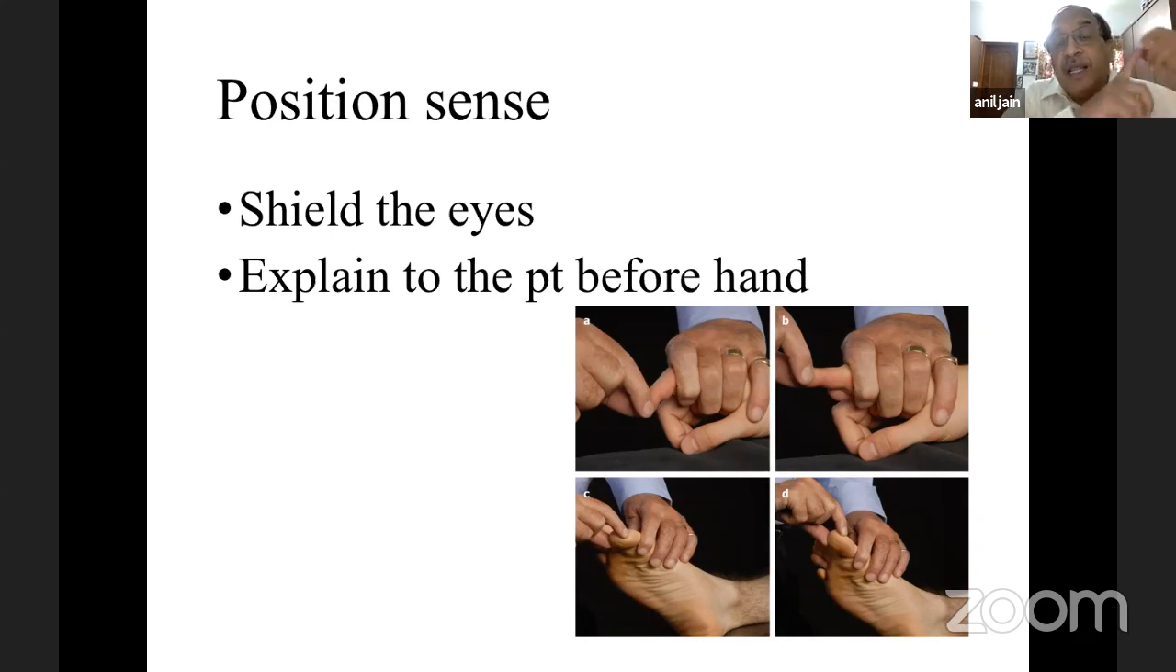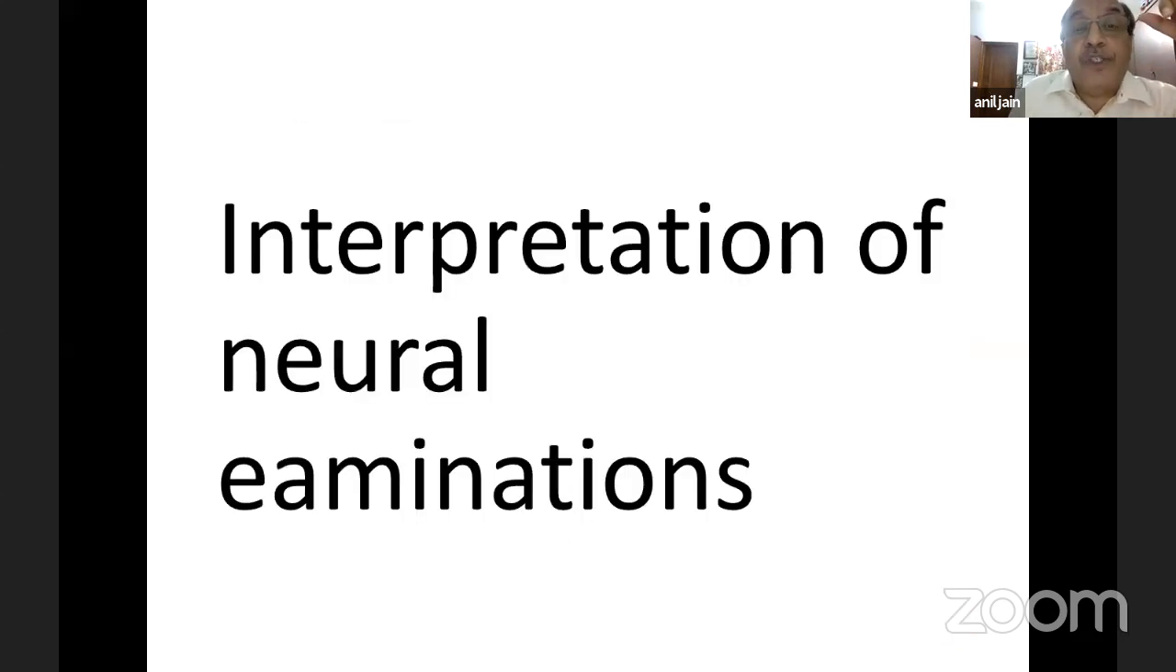The patient should understand that up of the great toe is the dorsal side and down of the great toe is the plantar side. And then ask the patient, with eyes closed, whether your toe is moved plantarward or dorsalward, up or down. The cooperation and intelligence of the patient is a must to elicit the position sense. So now we have finished the examination.